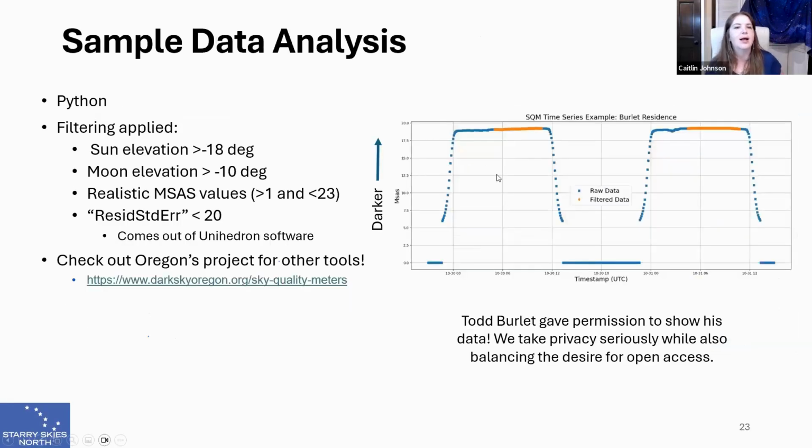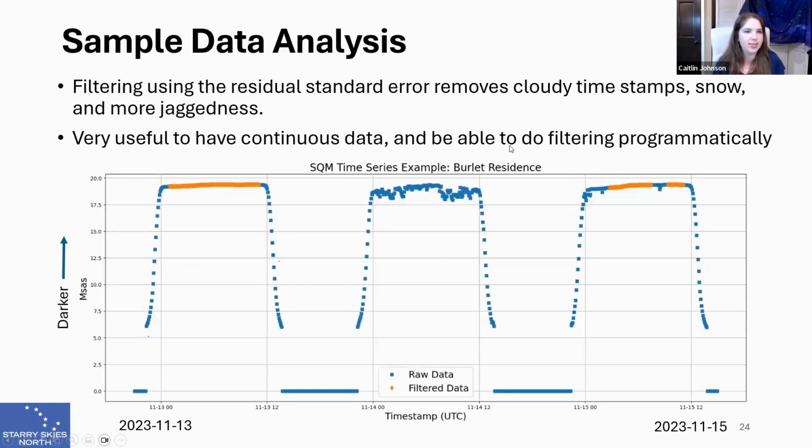All right. Some sample data from this here. We are doing our data analysis in Python. I'm not going to talk a bit about this plot. I have a better one on the next slide here, but we have applied some filtering. So we obviously take out all the times during the day. We take out all the times when the moon is above 10 degrees below the horizon. And we want realistic values. And then a really great thing that comes out of the Unihedron software that comes with the device is called the residual standard error. And it's a quantification of how jagged the data are. So I want to talk about this one instead.